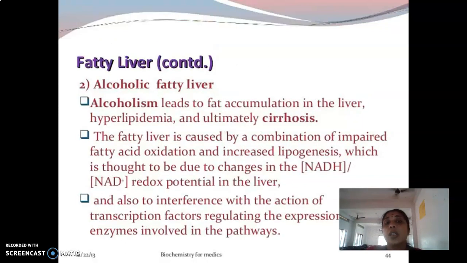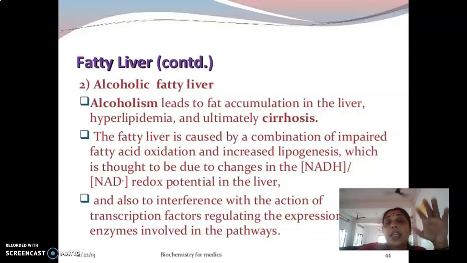So in those cases also, the condition can become that is, there will be increased accumulation of TG. So that is one reason for fatty liver formation, that is the TG accumulation. Another thing is alcoholic fatty liver, that is consumption of alcohol.